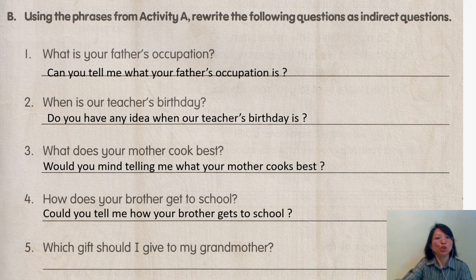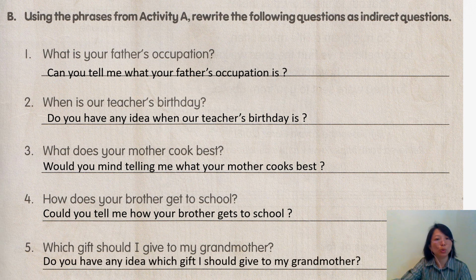Which gift should I give to my grandmother? Okay, this is direct question. Now you change it into indirect question. Let's look at the answer here. You will use do you have any idea? Then you write which gift I should give to my grandmother. In the direct question you say which gift should I, but when you change it into indirect question you will write which gift I should give.